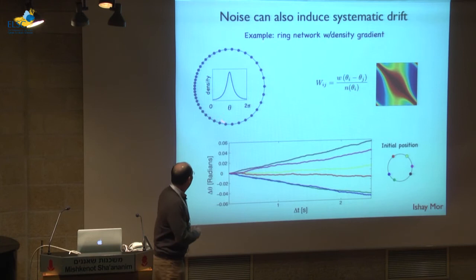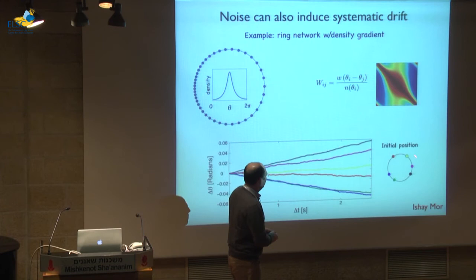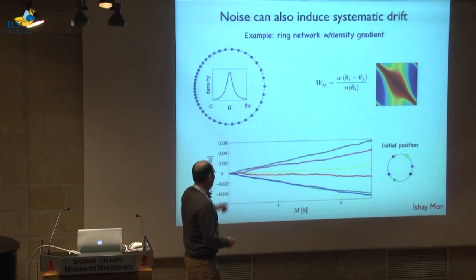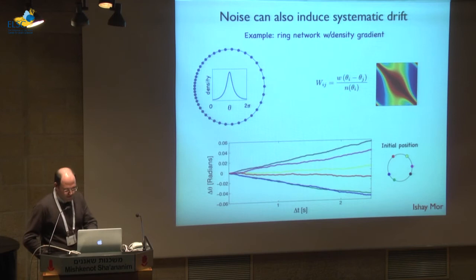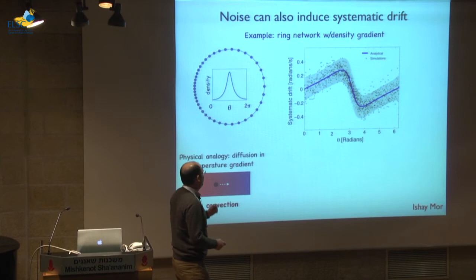And now in such a network, if we put the bump in different initial positions, which you see here, and we then run the dynamics over a few seconds, and we average this over many, many trials, and we look at the average trajectories starting from different positions, you can clearly see that there is a bias towards different directions. And in fact, it can be quite significant. So we can calculate, similarly to the diffusion, the drift.